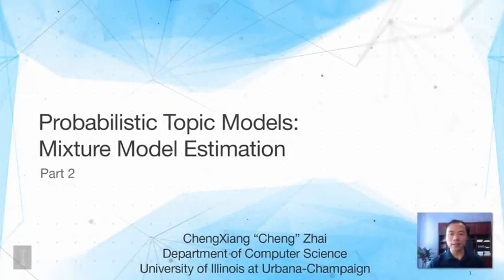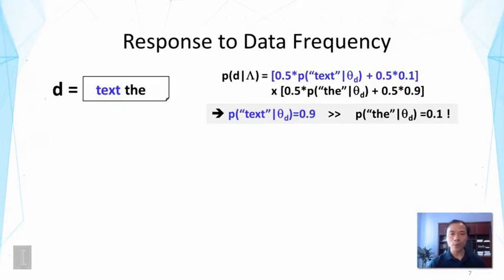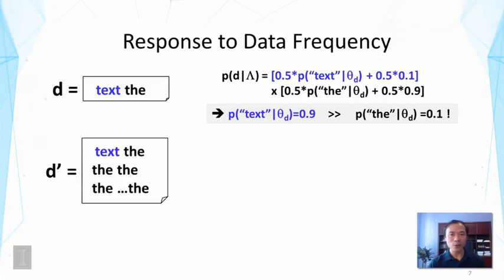Now let's look at another behavior of the mixture model. In this case, let's look at its response to the data frequencies. What you're seeing now is the likelihood function for the two-word document. We know in this case the solution is to give text a probability of 0.9 and the a probability of 0.1. Now, it's interesting to think about a scenario when we start adding more words to the document.